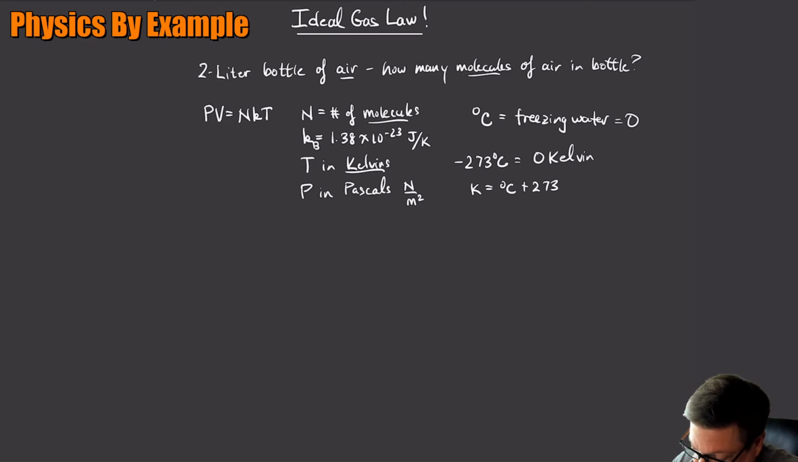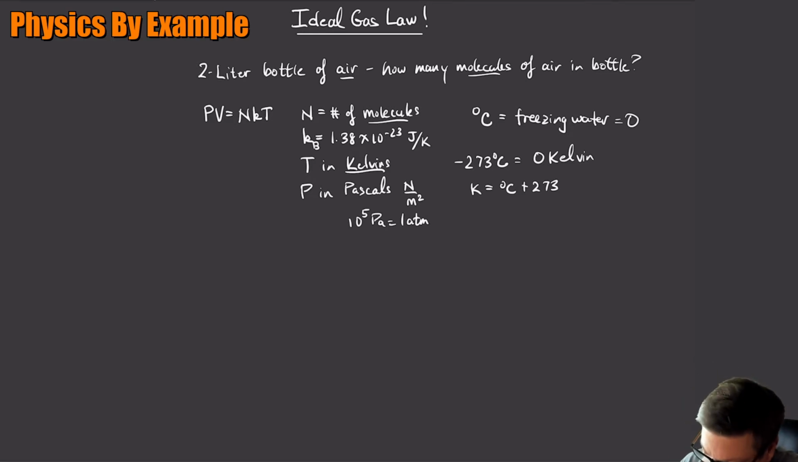But the conversion is that 10 to the 5th pascals is 1 atmosphere. So if you're going to plug 1 atmosphere into the ideal gas law, you better use 10 to the 5th. Not 1. You're going to be way off, right? That's 100,000, a factor of 100,000.